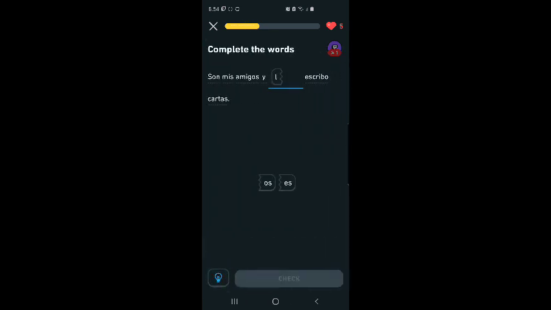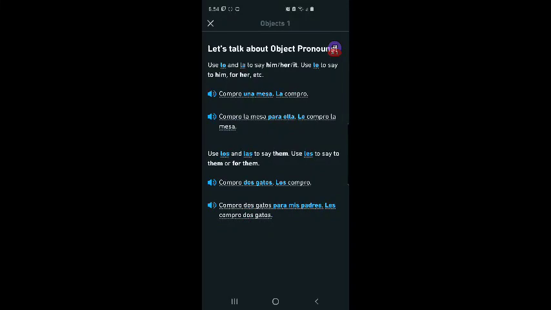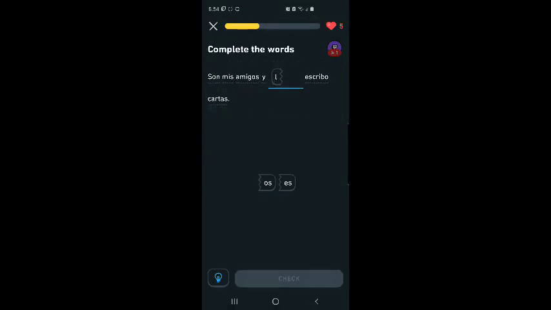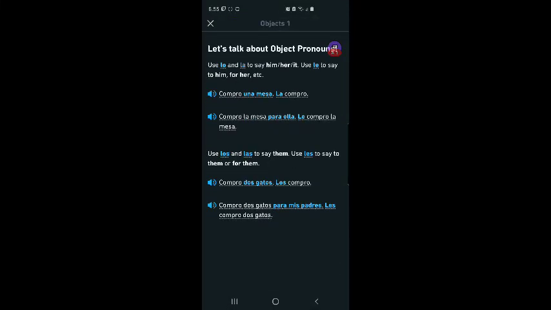Son. Mis amigos y blank escribo cartas. Is my friends and. Let's look at the rules. Los and les. I think it's los and les. Rules about los and les. Use los and las to say them. Use les to say to them or for them. Okay.